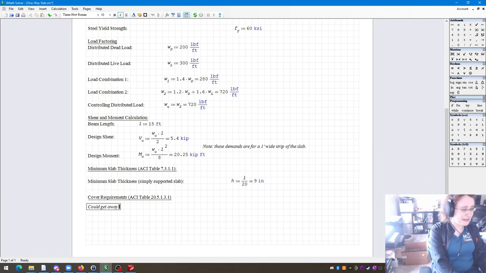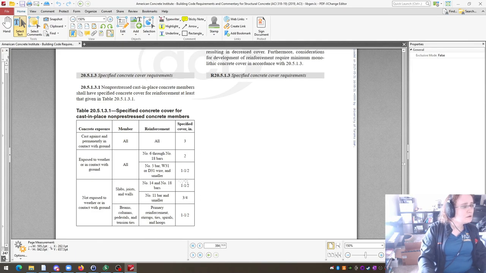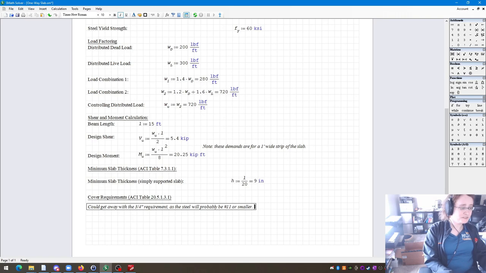In fact, I'll go ahead and note that here, as the steel is probably going to be number 11 or less. So yeah, number 11 and smaller. The steel will probably be number 11 or smaller, but to be conservative, let's use a cover depth of 1.5 inches.